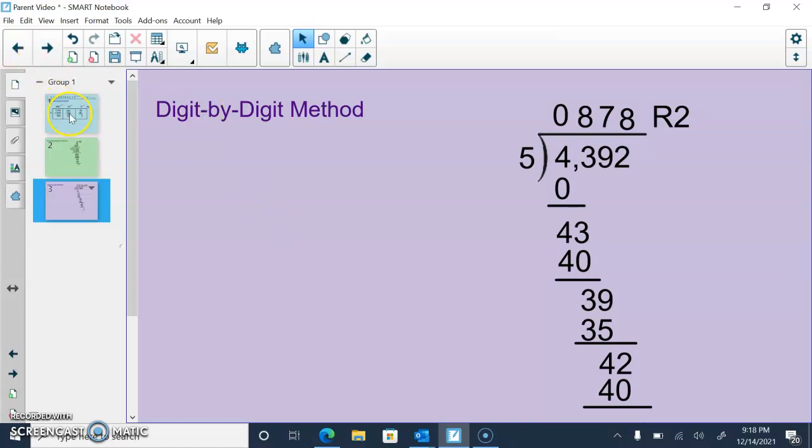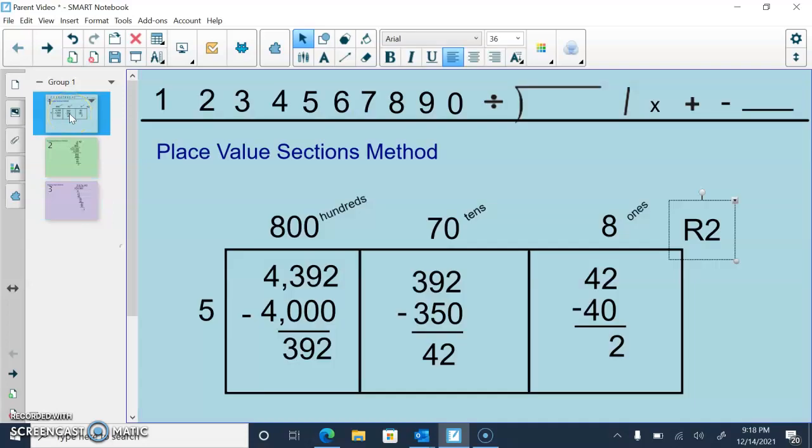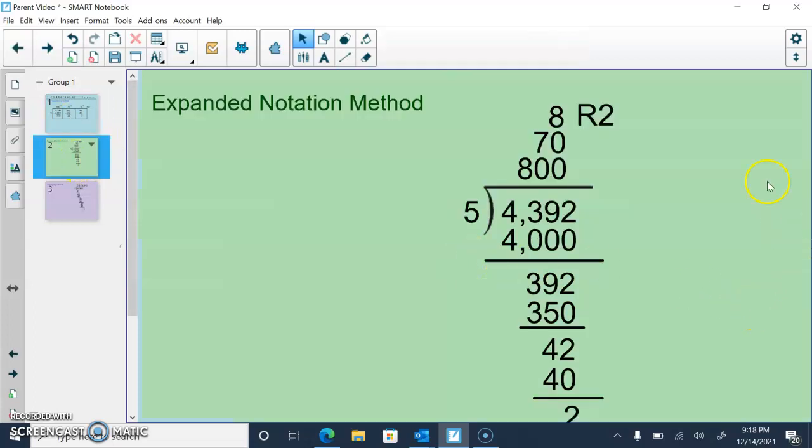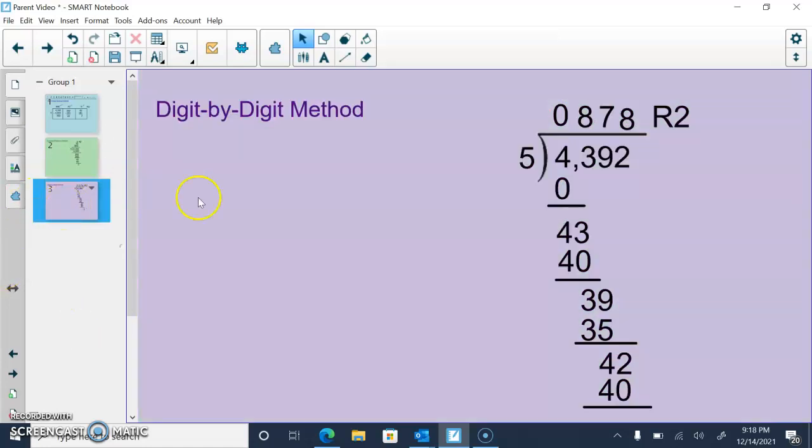So let's go back and review. Place value sections, rectangle: the kids divide the number into place value sections, dividing by the hundreds first, then the tens, then the ones, possibly starting in the thousands if they need to. And then the expanded notation method makes sense to students. They think 5 times 800, take that away from the large number, then go to my tens, multiply that, take that away from the number, go to our ones. And then digit by digit is the way that you and I understand for doing division, and the book calls it digit by digit.